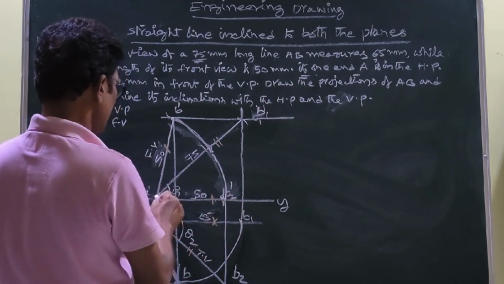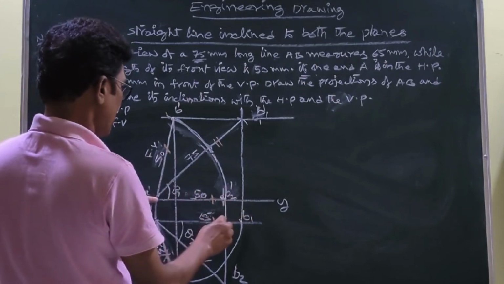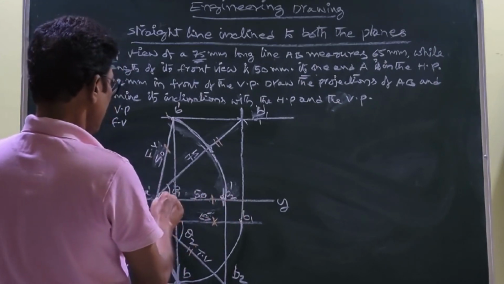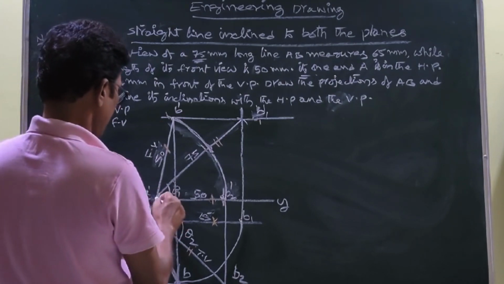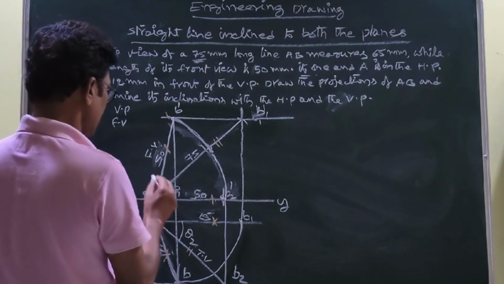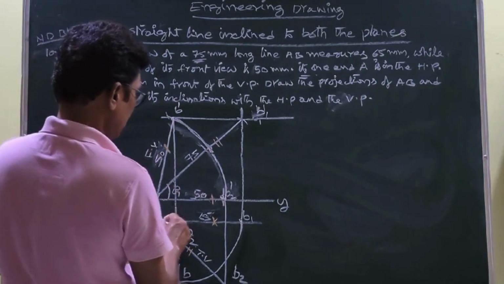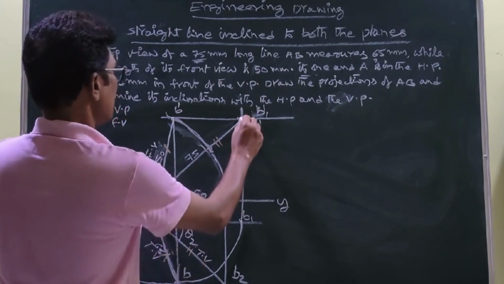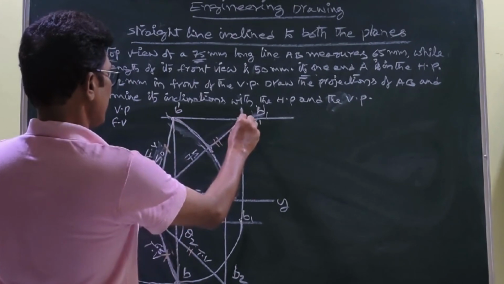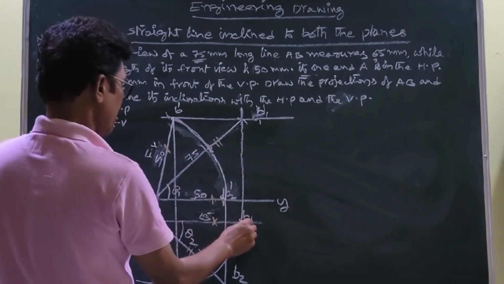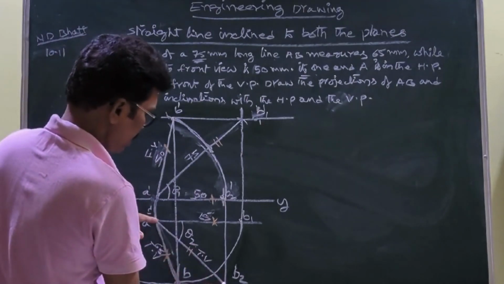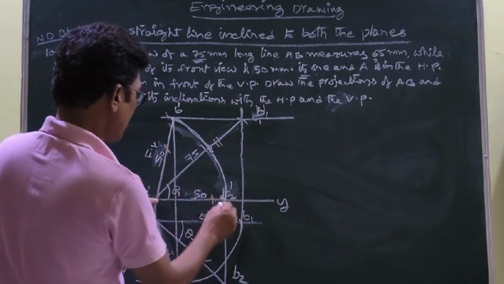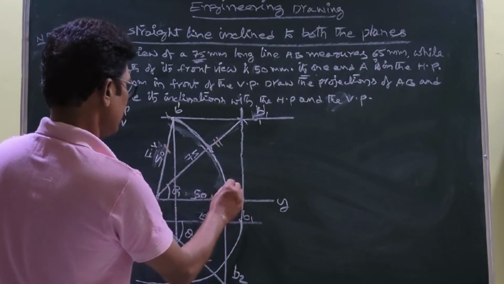First you have to draw the parts in front of the VP or above the HP. Point A is on the HP and 12 mm in front of the VP. So first I set up A dash and A. This is the front view and this is the top view. At this you draw the XY line. Obviously this line is inclined to HP. This is the front view, and the top view equals this one, AB1. When the line is inclined to HP and VP, this is the top view AB2, and this is the front view equal to this one, A dash B2 dash.